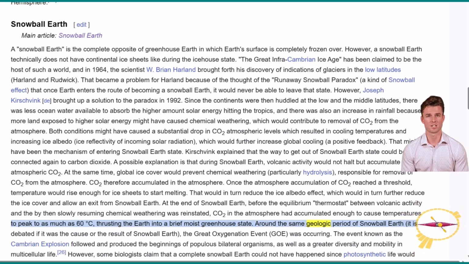Around the same geologic period of snowball Earth, it is debated if it was the cause or the result of snowball Earth, the Great Oxygenation Event, GOE, was occurring. The event known as the Cambrian explosion followed and produced the beginnings of populous bilateral organisms, as well as a greater diversity and mobility in multicellular life.